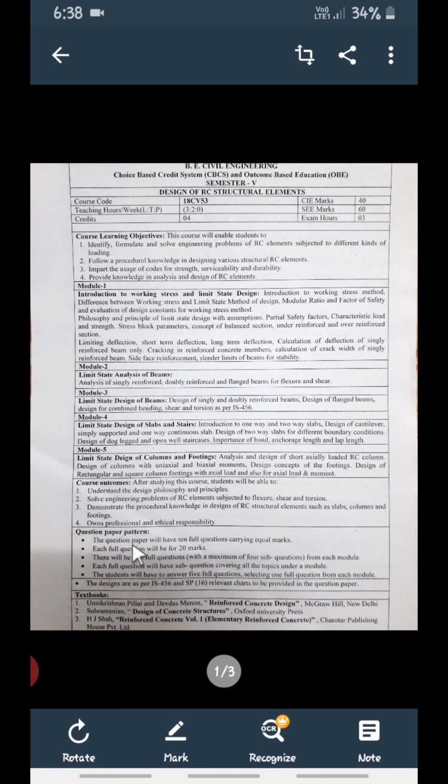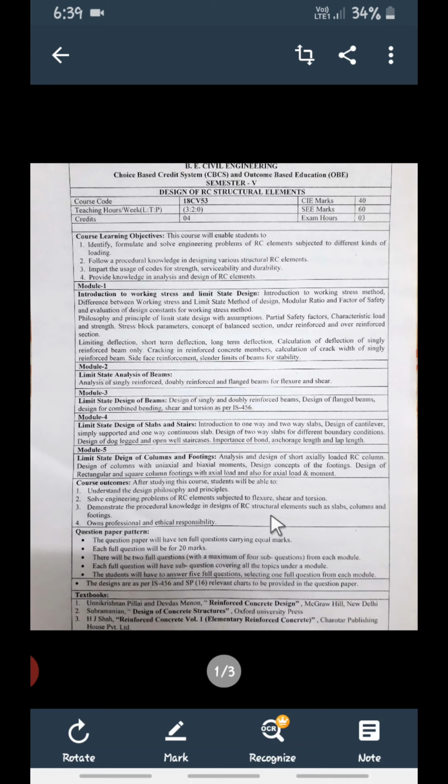So in module number 5, we are going to design different types of columns. Then in the same way we are going to design the different types of footings. So from module number 3 to module number 5, in these three modules we are going to do the design of various elements required for any structure, that is design of beams, design of columns, design of slabs, design of staircases, design of footings. So all the elements will be designed.